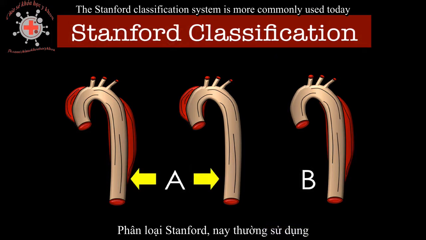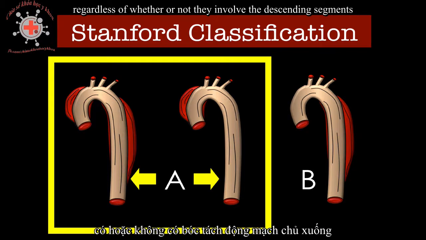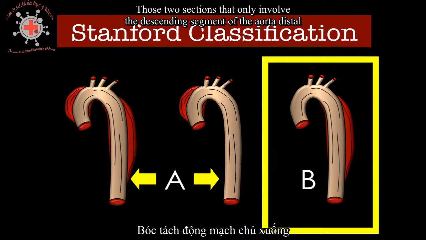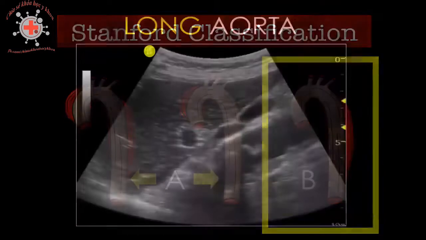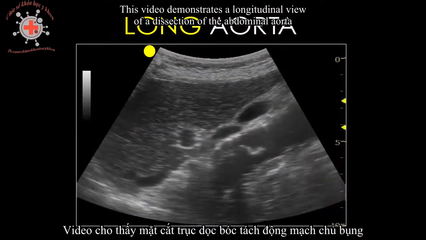The Stanford classification system is more commonly used today. Those dissections that involve the ascending aorta and/or arch, regardless of whether or not they involve the descending segment, are referred to as type A. Those dissections that only involve the descending segment of the aorta distal to the left subclavian artery are referred to as type B.